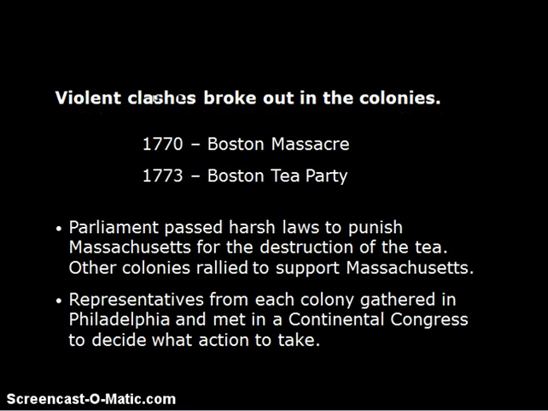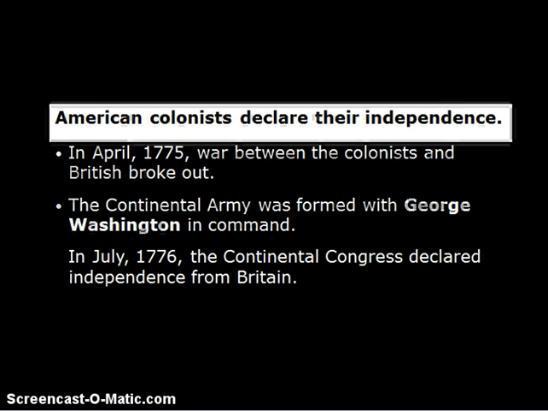There were violent disagreements, I used the word clashes there, that broke out in the colonies. In 1770, we talked about the Boston Massacre. We'll talk a little bit about the Boston Tea Party. There was a move in England to harshly punish the colonists for these, especially the Tea Party. The Boston Massacre wasn't much of a loss for Britain, but the Tea Party was a pretty significant loss because we're talking about tons and tons of tea that was dumped into Boston Harbor.